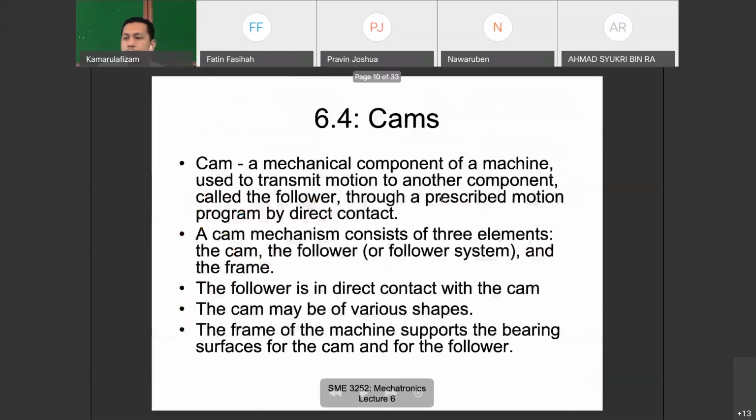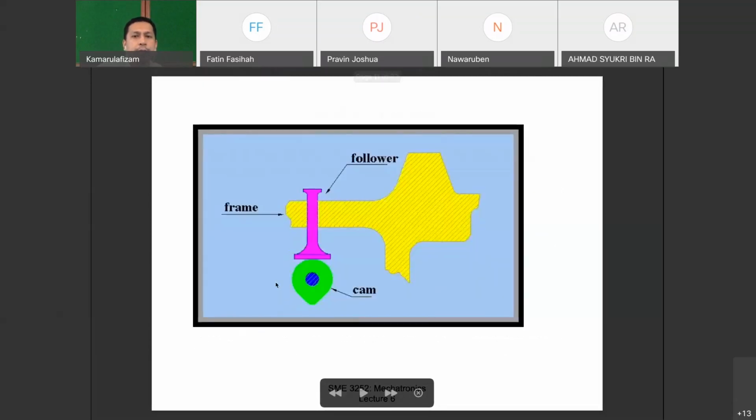Alright. So next is the cam in the engine, as we see in the operation of our combustion system. It says here, a mechanical component of a machine used to transmit motion to another component called the follower through a prescribed motion contact by direct contact. Alright. The cam mechanism consists of three elements: the cam, the follower, and the frame. Okay, so the cam looks like this.